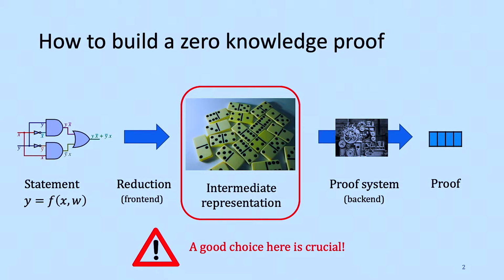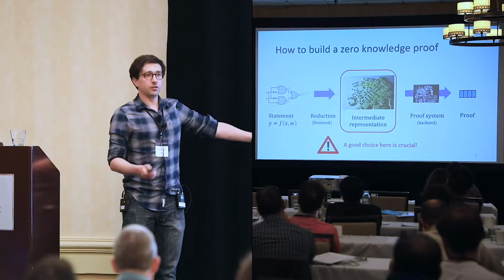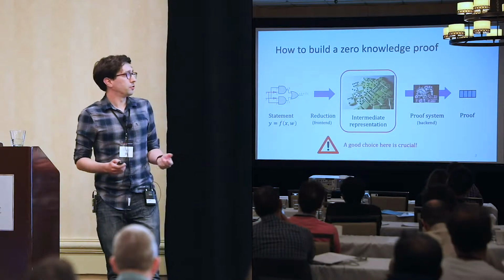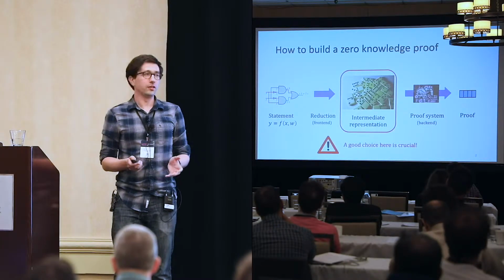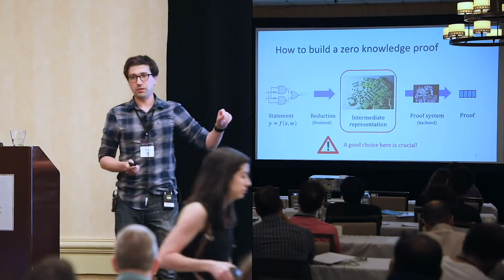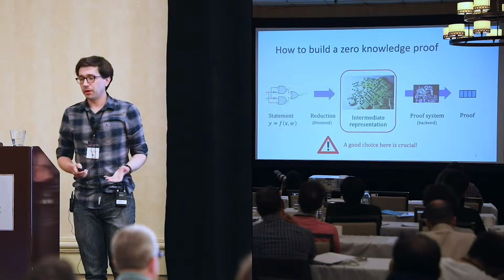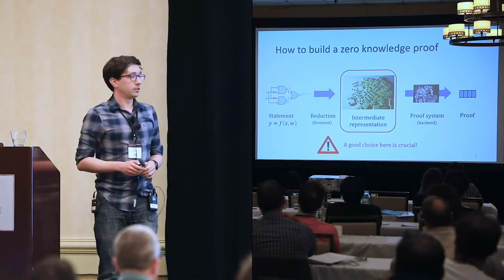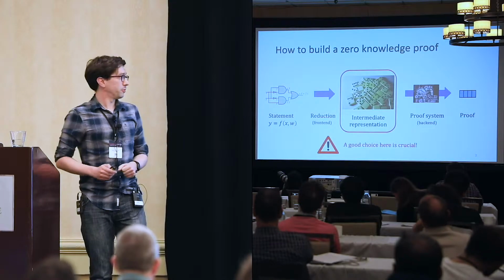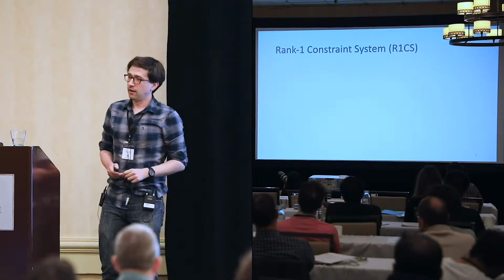And what I want to impress upon everybody is that the intermediate representation is very important. So the proof system can be as efficient as you like. But if your intermediate representation is bad, if your reduction introduces a large overhead, then your proof is not going to be efficient in the end, right? This whole composition is going to be slow. So with that in mind, I'm going to talk about one particular intermediate representation, which you have seen many times today already, which is rank 1 constraint systems.